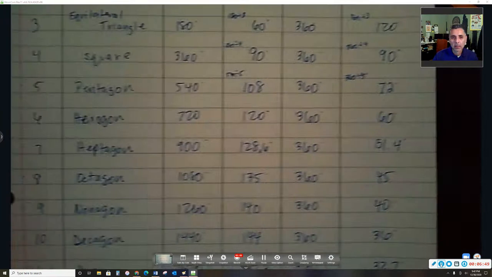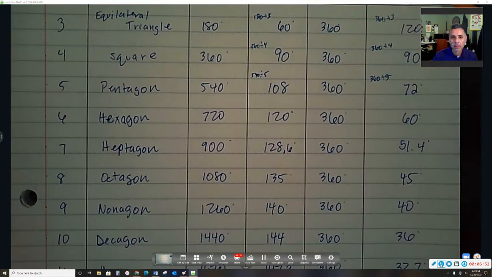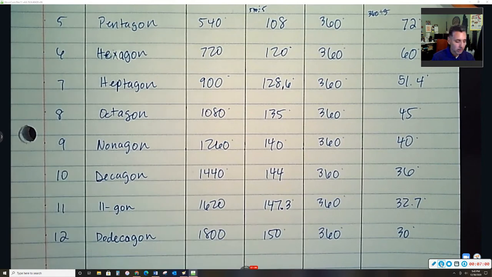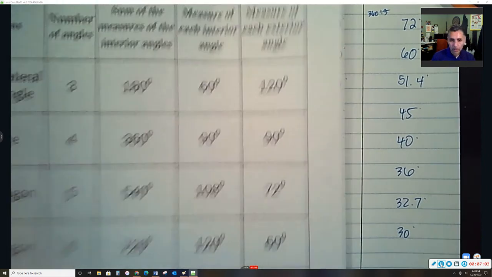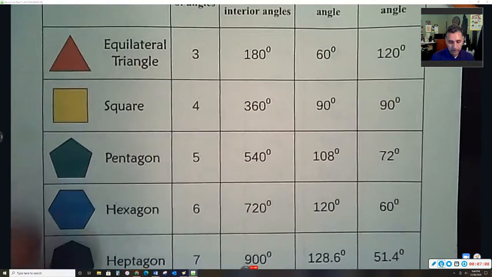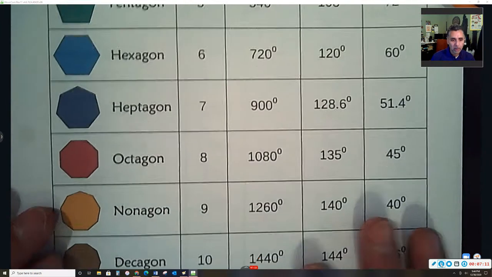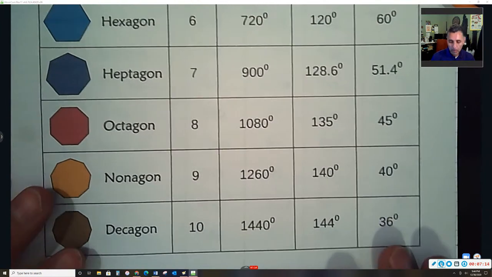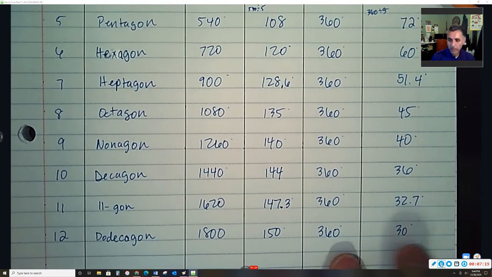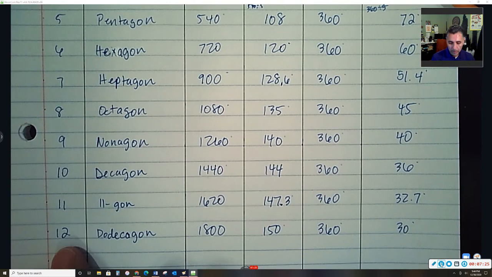So here, let me pause this. Here I finished the table, and again, my table goes all the way down to 12. You can print this and download it. This one's way nicer than mine. It's prettier. It's got all the pictures on there if you want the pictures. Mine doesn't have the pictures, but the numbers are all the same. And like here, to figure out this 30, we took 360 and divided by 12, because a dodecagon has 12 sides.